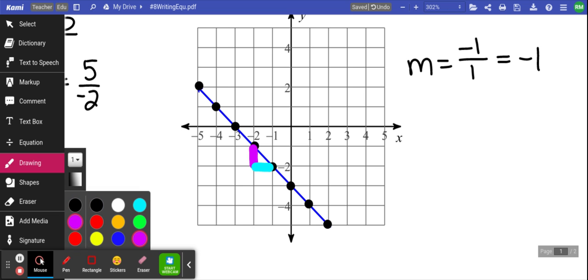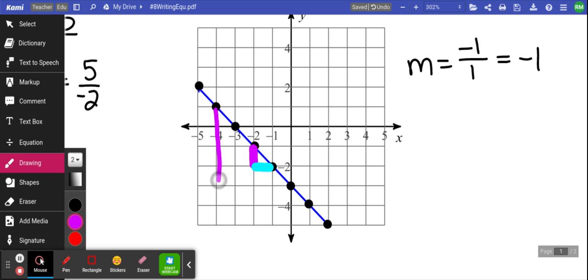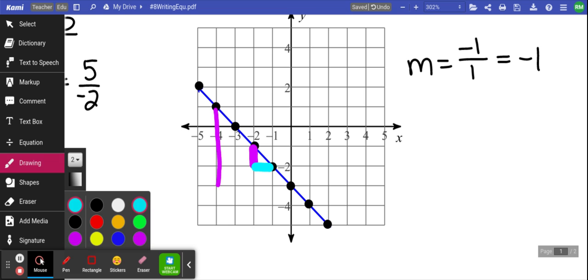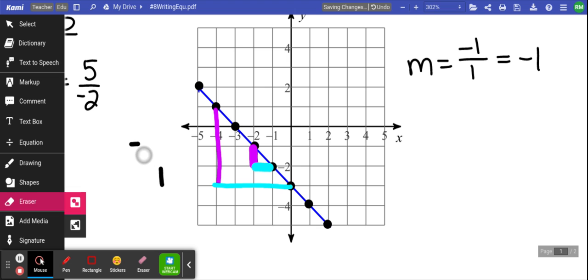Now you could be thinking, well, Miss Morris, I picked 2 different other points. It wouldn't matter which 2 points you picked. If I picked this one and went down 4 and to the right 4, okay, that would give me -4/4. Well, what does that simplify to? Simplifies to -1. So it doesn't matter which 2 points you pick. The closer they are, you don't have to simplify. So -1 is our slope.